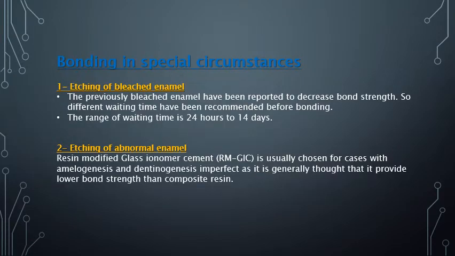Bonding in special circumstances. Number 1, etching for bleached enamel. Previously bleached enamel has been reported to have decreased bonding strength, so different waiting times have been recommended before bonding. The range of waiting time is 24 hours to 14 days. Etching of abnormal enamel. Resin-modified glass ionomer cement is usually chosen for cases with amelogenesis and dentinogenesis imperfecta, as it is generally thought that it provides lower bonding strength than composite resin.